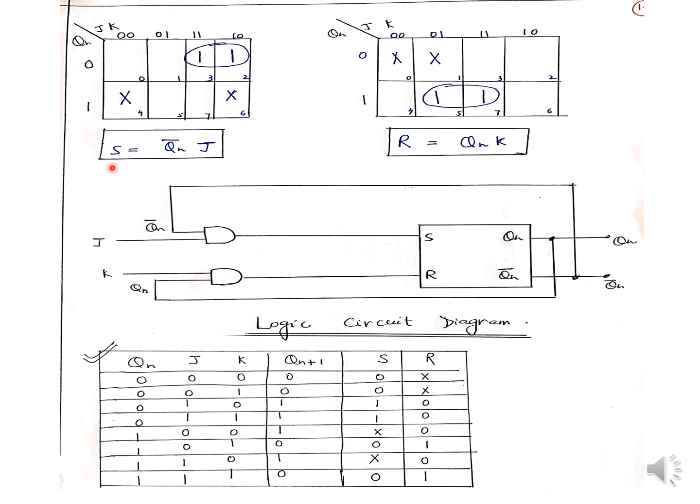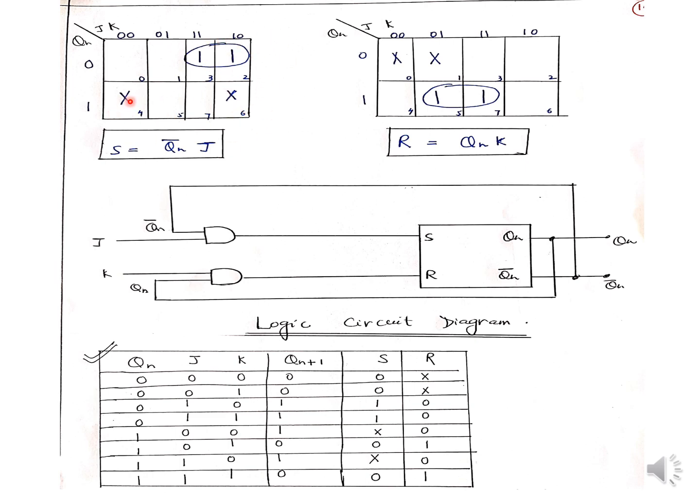Now we have to determine the equation for S. Is it clear to you? So how to find S? We will look at the line for this S. Wherever it is 1 or cross, we will fill the 1 and the cross in the K-map. So 1 is in positions 2 and 3, and cross is in positions 4 and 6. So we have filled in the 1s and crosses. Now we will do the pairing.